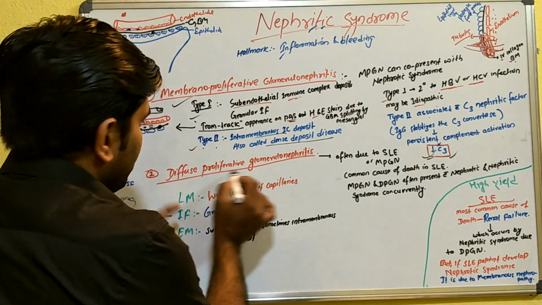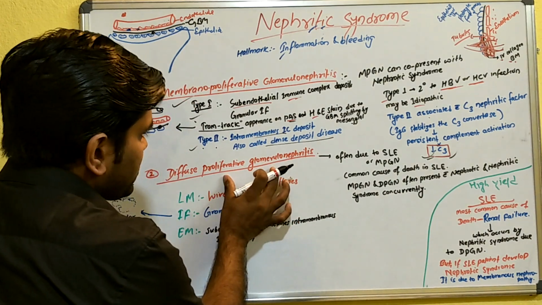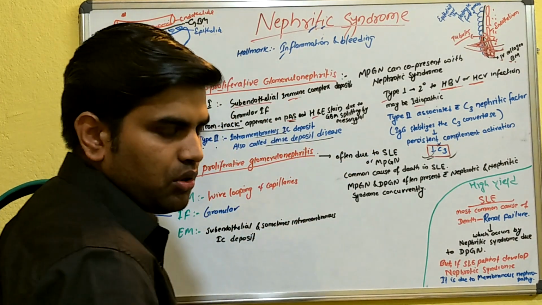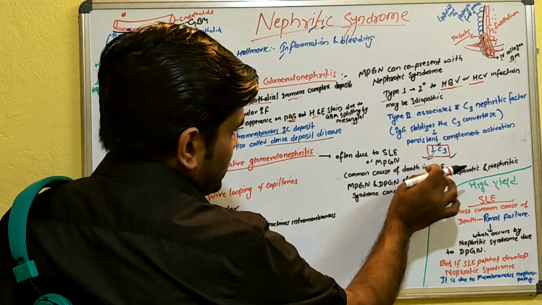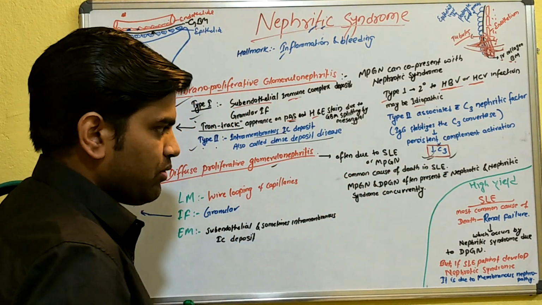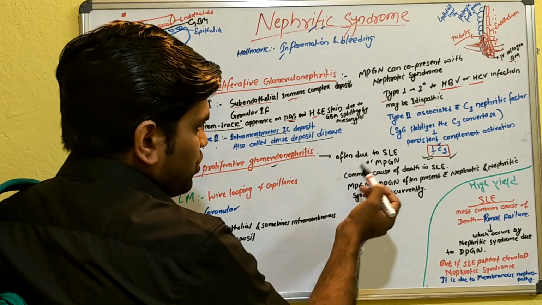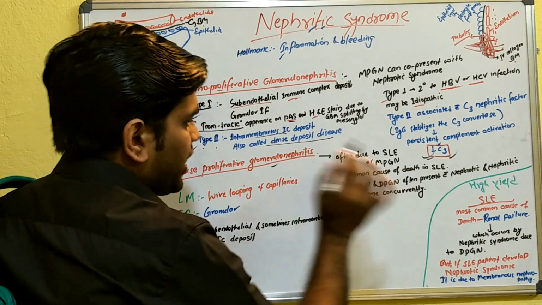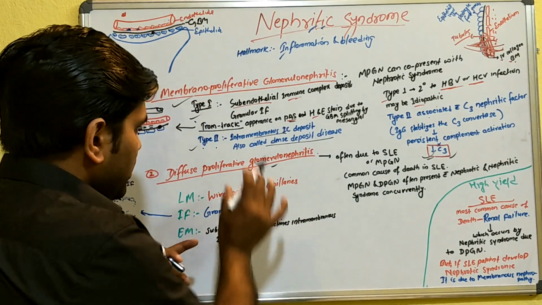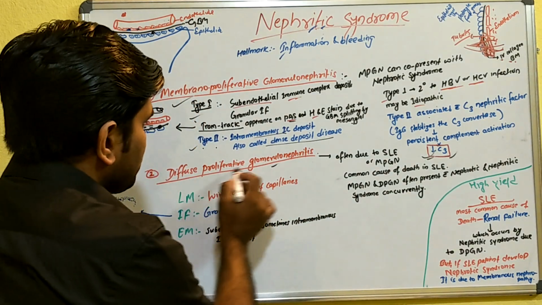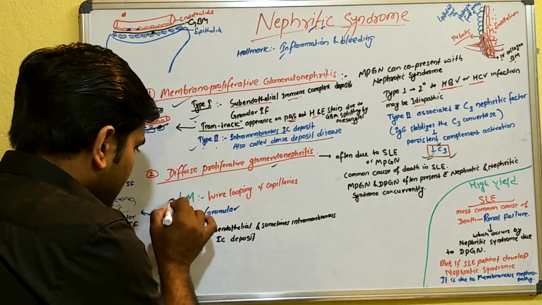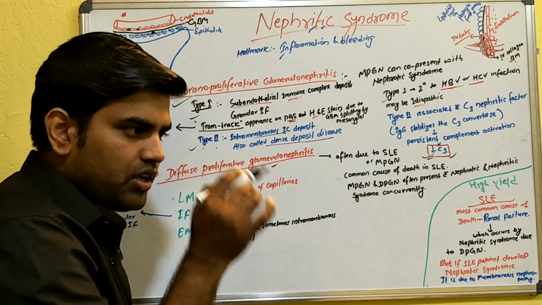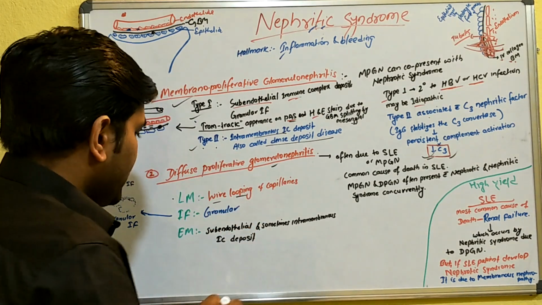Now coming to diffuse proliferative glomerulonephritis. Diffuse proliferative glomerulonephritis can occur due to membranoproliferative glomerulonephritis or due to SLE. The common cause of death in SLE is diffuse proliferative glomerulonephritis. We know that both MPGN and DPGN can present concurrently with nephrotic and nephritic syndrome. That is already known. What we need to understand more about diffuse proliferative glomerulonephritis is that on light microscopy, there will be wire looping of the capillaries.